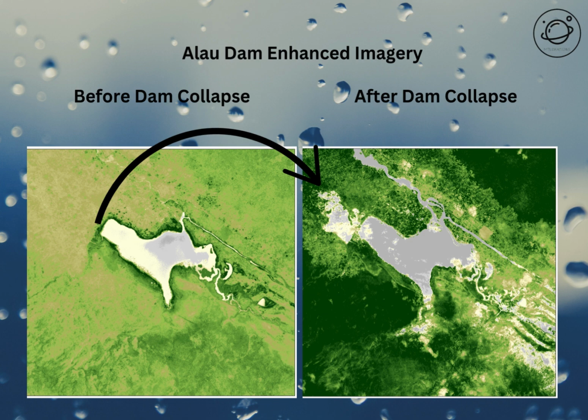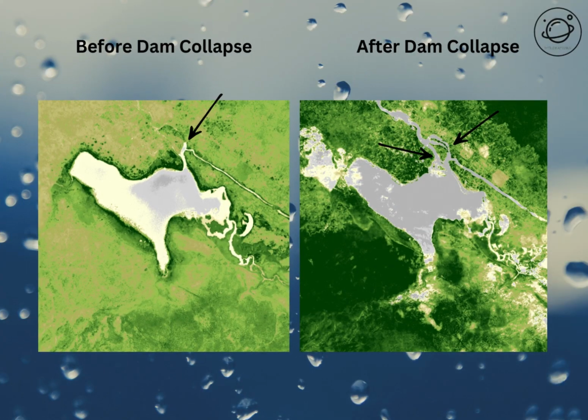The water released from the dam often flows at extremely high speeds, eroding riverbanks and riverbeds, scouring the landscape, and carrying large debris like trees, rocks, and even parts of infrastructure downstream.